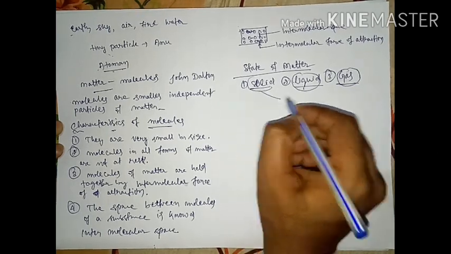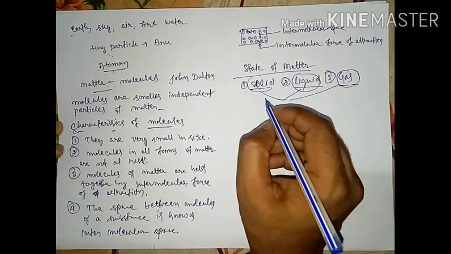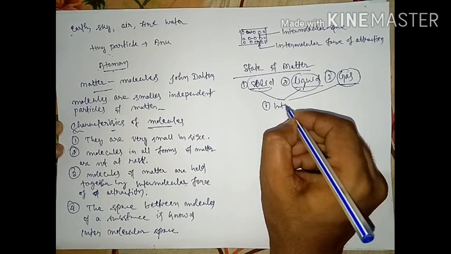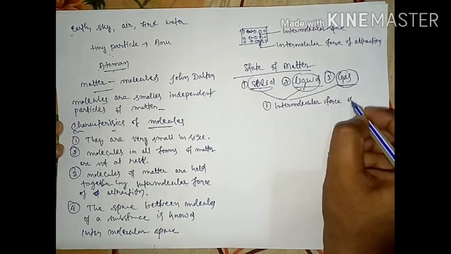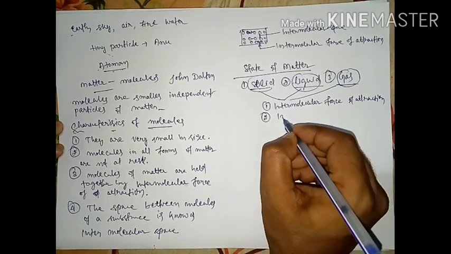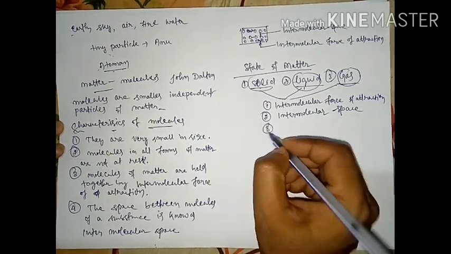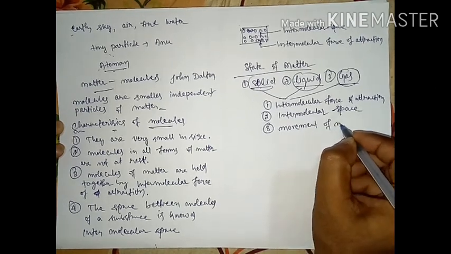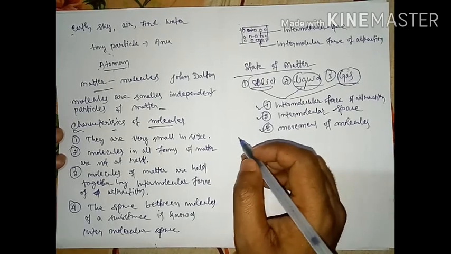Those factors are intermolecular force of attraction, intermolecular space, and the movement of molecules. So whether a substance will be solid, liquid or gas depends on these three. First one is intermolecular force of attraction. Second one is intermolecular space. Third one is the movement of molecules. So these are the three factors on which the state of matter depends.